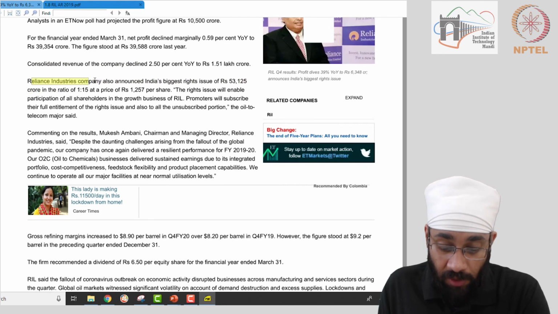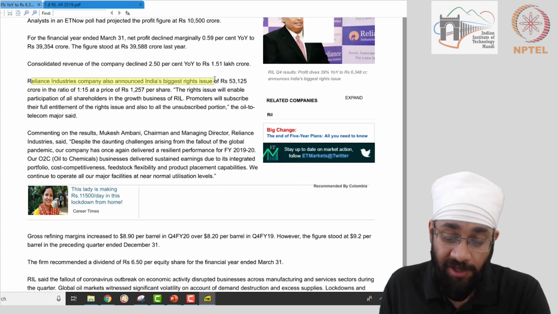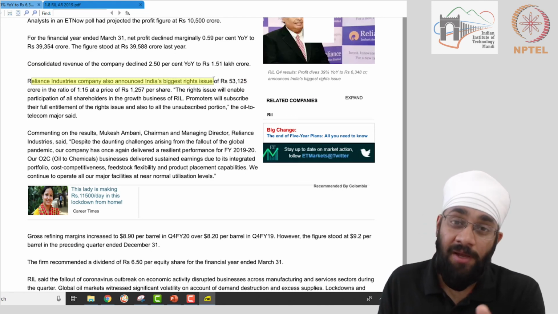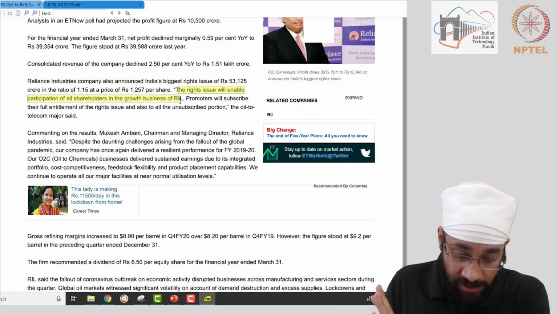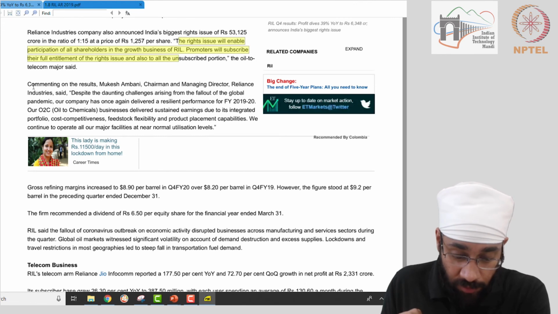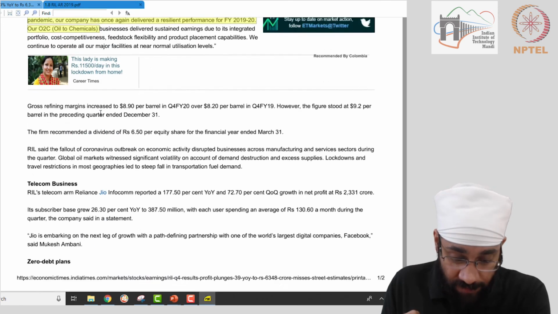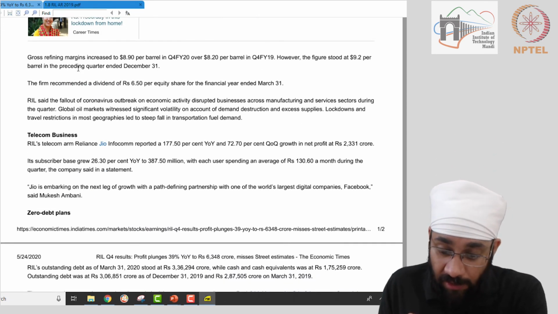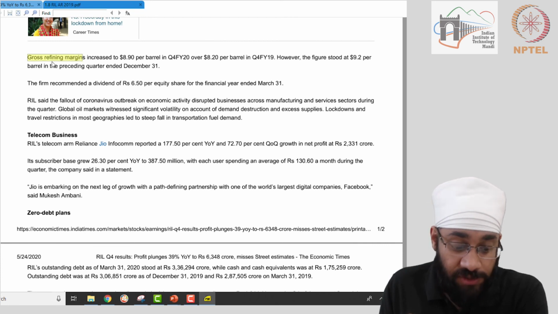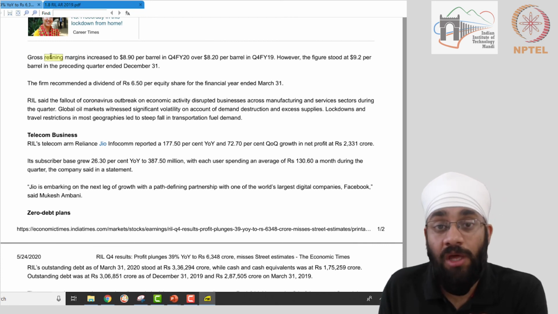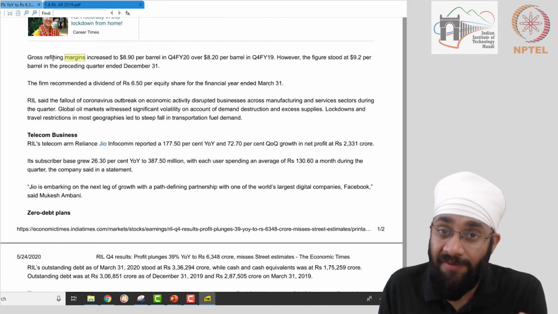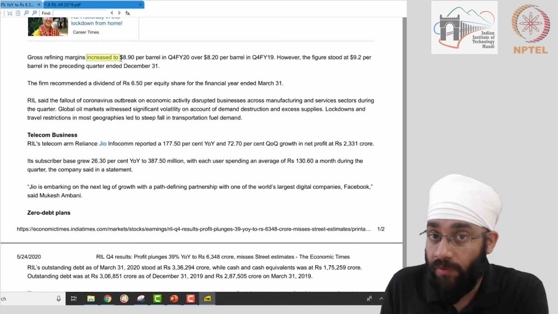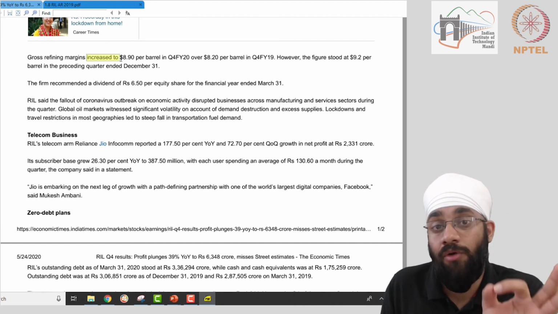Reliance Industries also announced India's biggest rights issue. A rights issue is the issue of shares, but again, an advanced topic. I'm not going to touch upon that in this course. Let's ignore this. Let's move on to the further paragraphs to see if they are using these terms. Gross refining margins. Refining refers to their business segment, which is refineries. Gross margins in the refinery segment have improved. We know what gross margins are. We're talking about gross profit here.